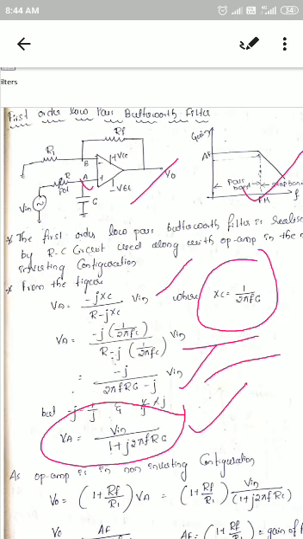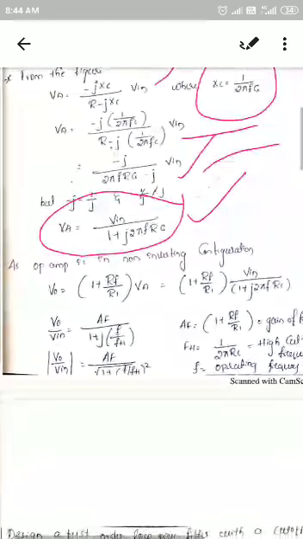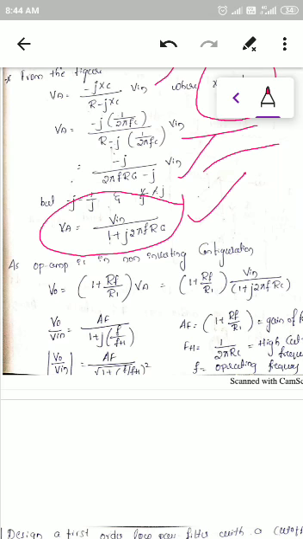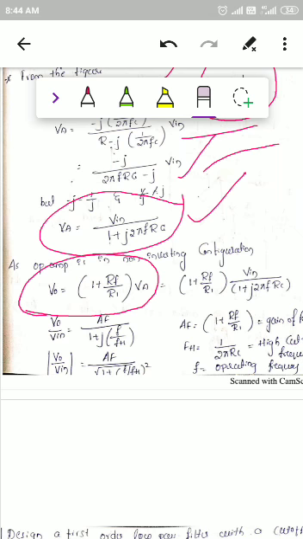Now we all know that for a non-inverting operational amplifier, the output voltage equation is V0 equal to 1 plus RF divided by R1, into Vin. This is common for all non-inverting amplifiers. So what is the extra thing here? It is VA.